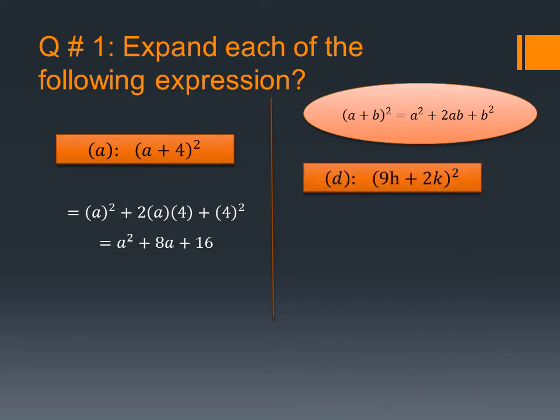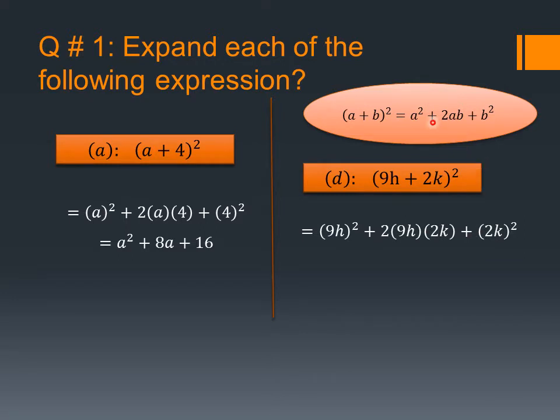Let's do another part, part D. 9h plus 2k whole square. Just like in the previous question, what I told you, the first digit inside the bracket here is 9h. So what it will be? It will indicate a, and the second digit here is 2k, which will be b of the formula. So in this whole formula, we will replace a with 9h and b with 2k.